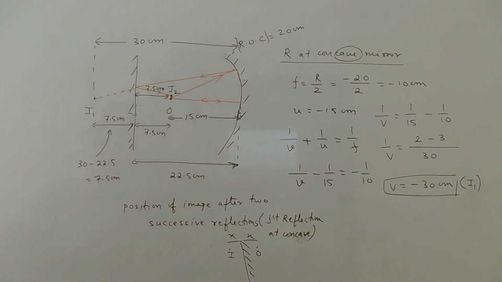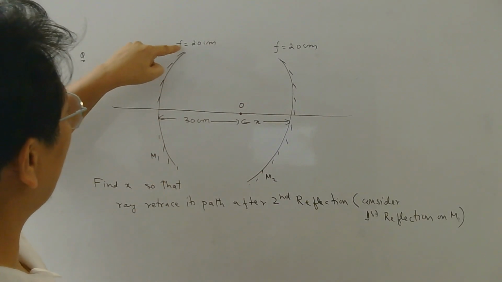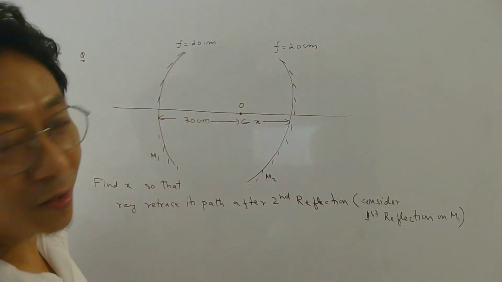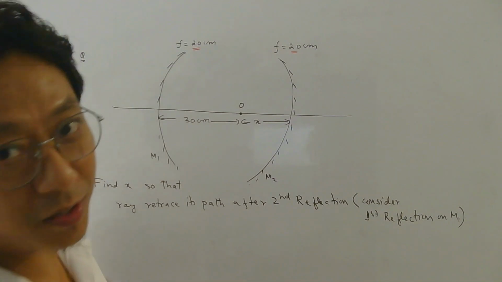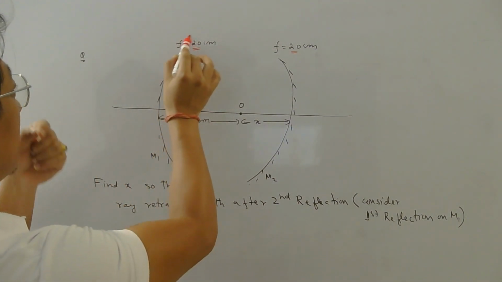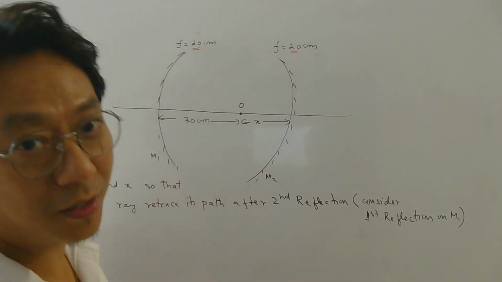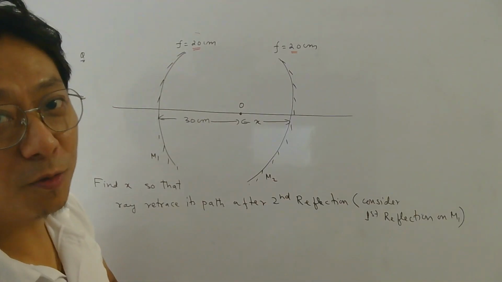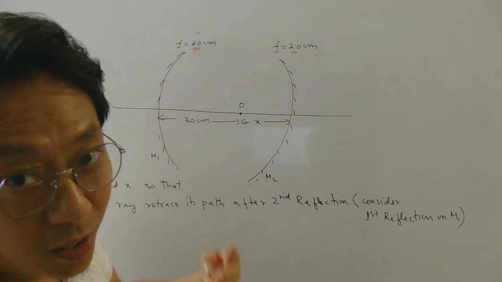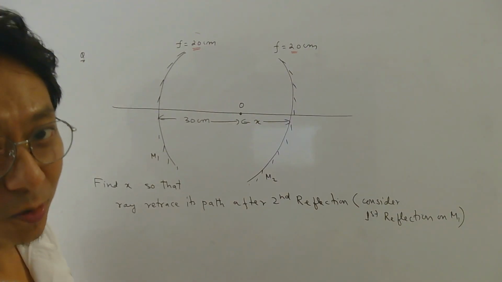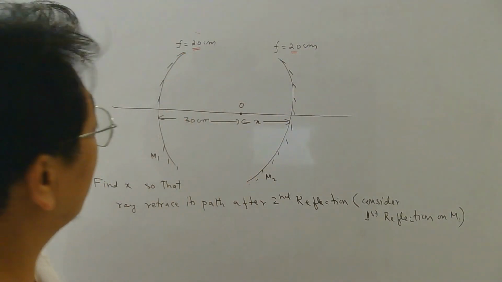Okay, so let's see the next question. We have two concave mirrors whose focal lengths are given as 20 centimeter, 20 centimeter. Remember, this is only the magnitude. While putting in the mirror formula, we have to put the sign. For a concave mirror, we know focal length is negative, so while substituting, we have to put minus 20.